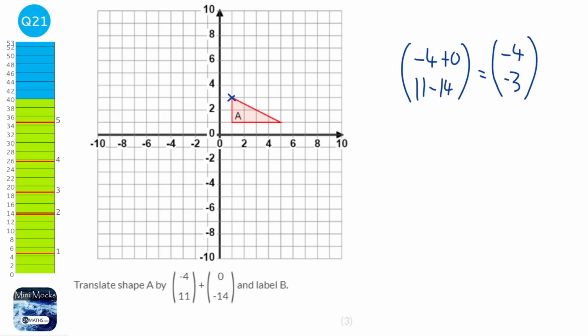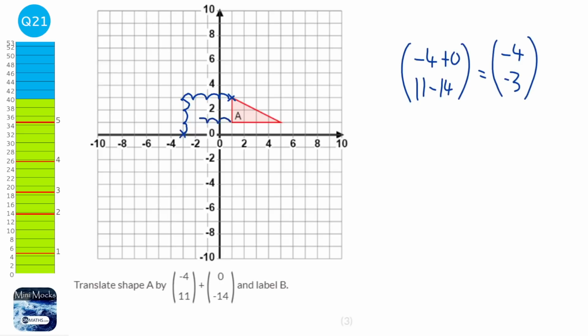Then I'm going to pick a point on my shape, and the top one tells us how far right we're going. So we know we're going 4 to the left because it's obviously a negative. So we're going to go 1, 2, 3, 4. The bottom one tells us how far up we're going. Well, it's going to be down because it's a minus 3. So 1, 2, 3.